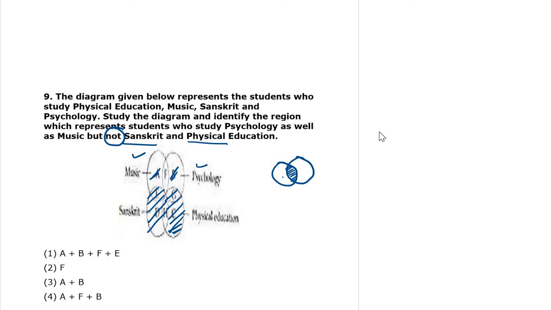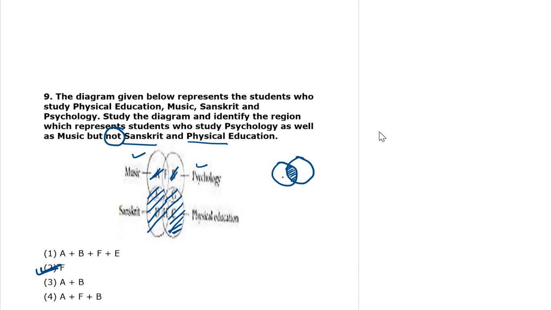This portion represents something included in this portion also. That is the meaning of A. If you are selecting A, it means the children are learning music, psychology and then Sanskrit also, because some of the students are learning Sanskrit. So we have to avoid it. Therefore we are cutting A also. Only F. F represents only music and psychology, the common portion. So we can't select A.